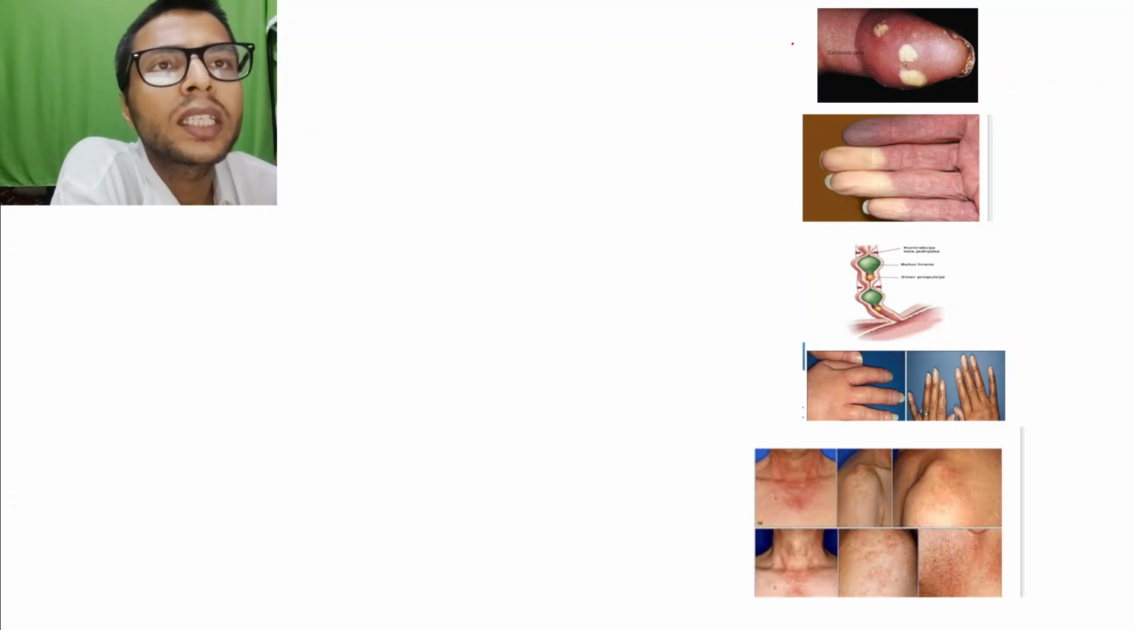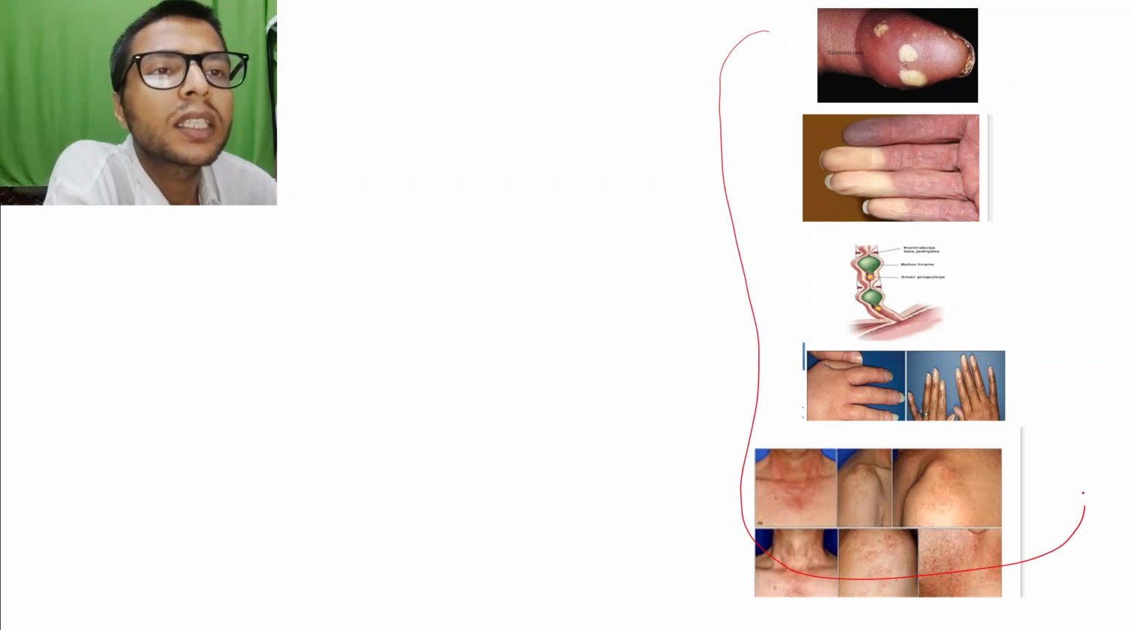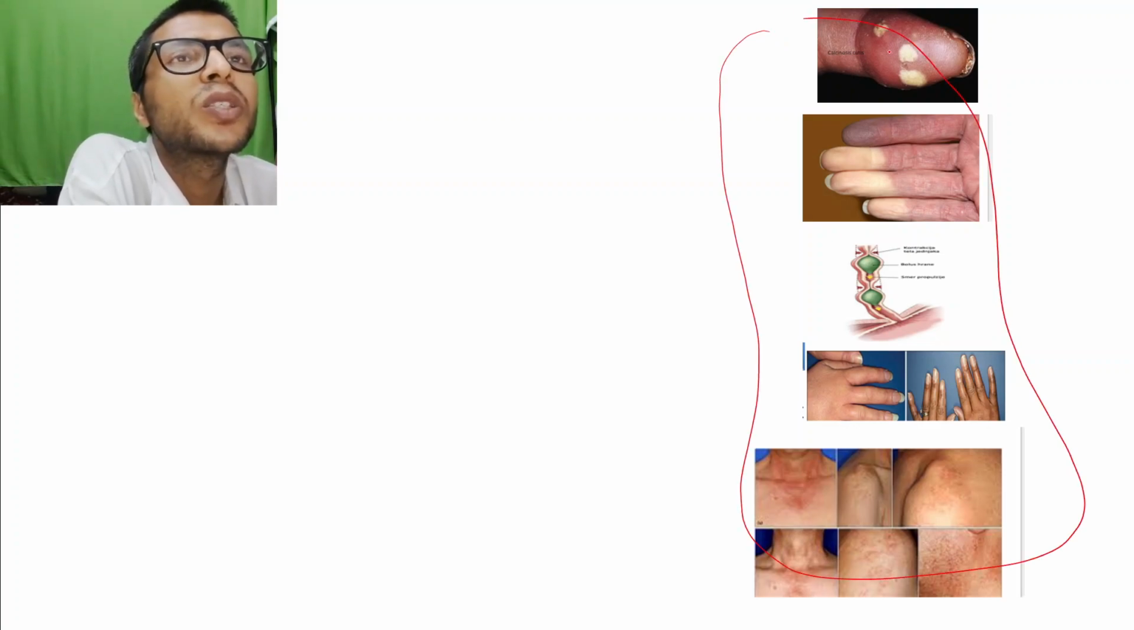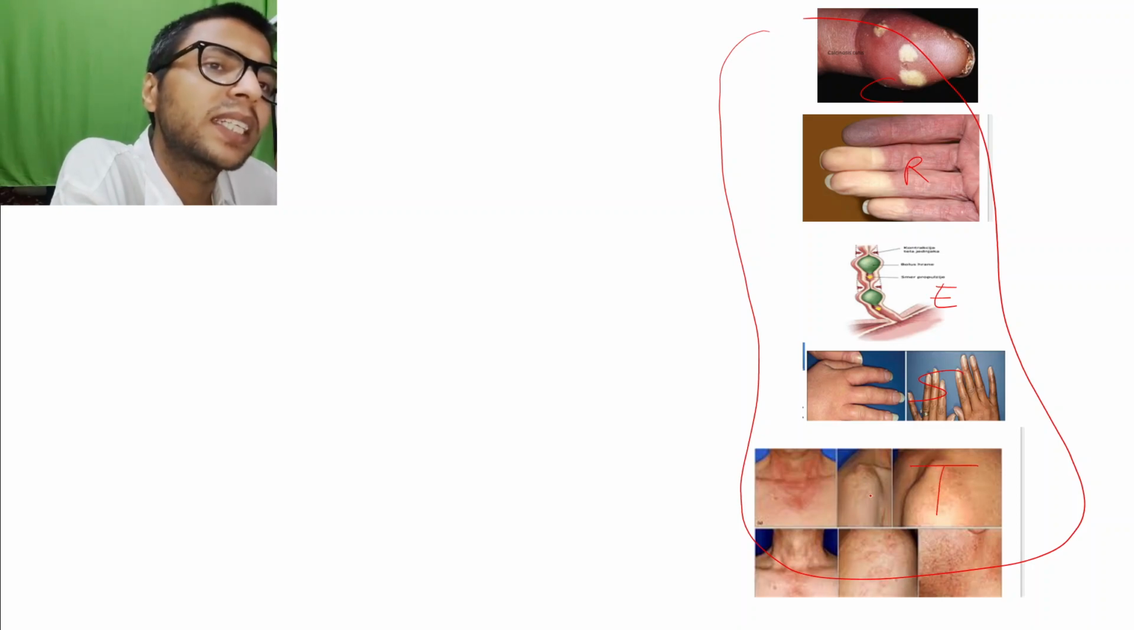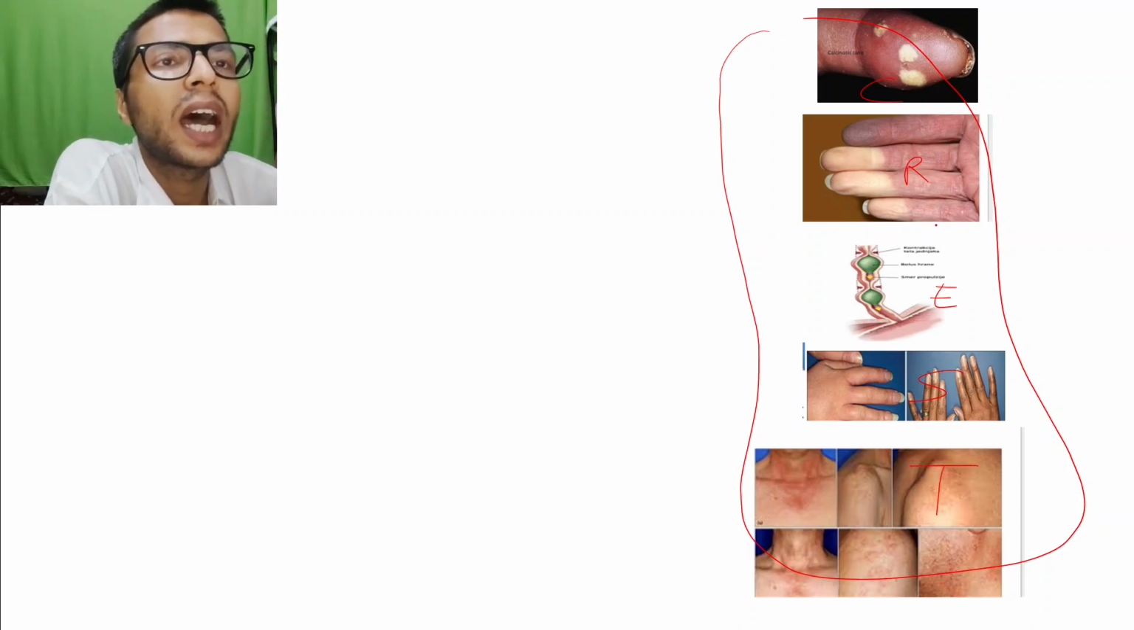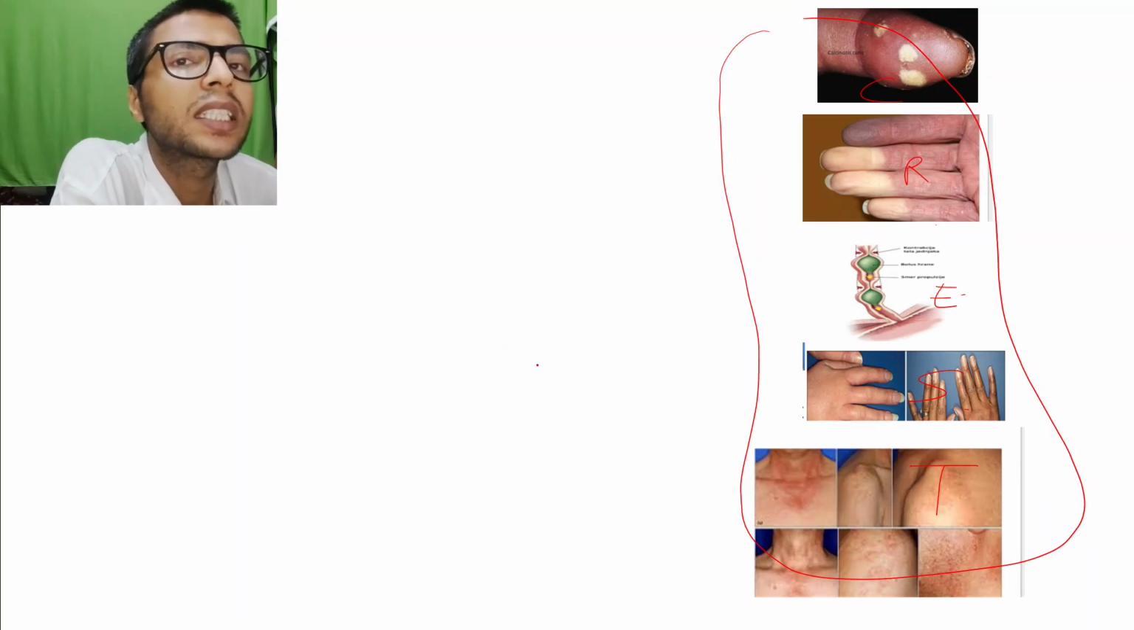Do you guess what this syndrome is called? All this picture combined, this is called CREST syndrome. So here you can see calcinosis cutis. This is Raynaud phenomenon. This is calcinosis cutis. This is esophageal dysmotility. This is sclerodactyly, and this is telangiectasia. CREST syndrome.